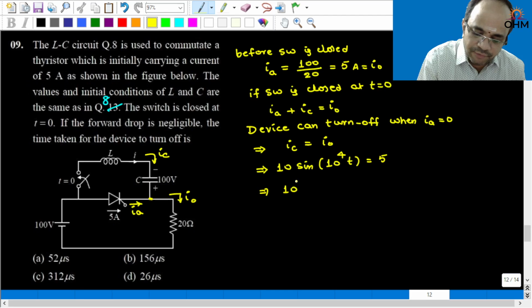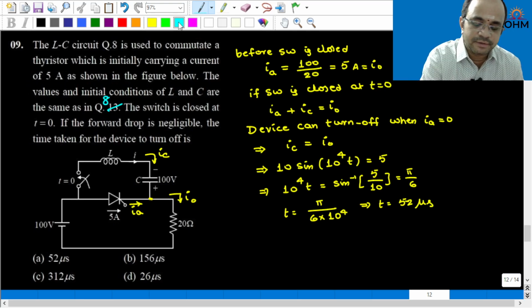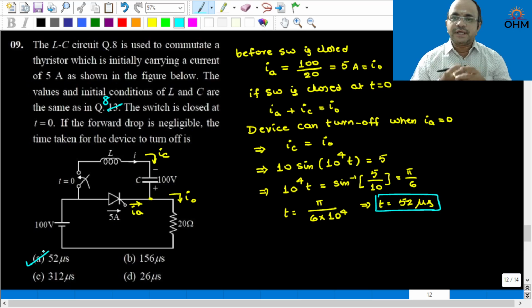Therefore 10 power 4 t is equal to sine inverse 5 by 10. Sine inverse of 1 by 2 means pi by 6. Therefore, t is equal to pi by 6 into 10 power 4. This will give you 52 microsecond. So, t is equal to 52 microsecond, and option A is the correct answer.